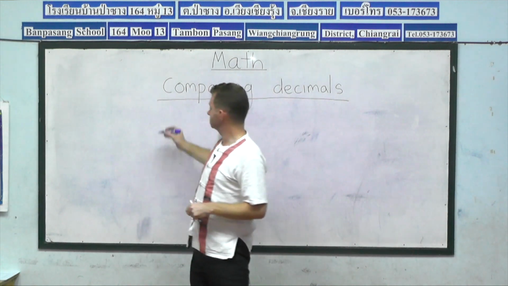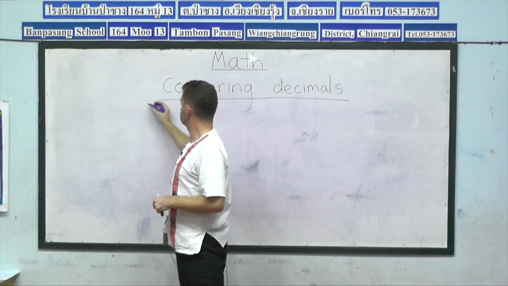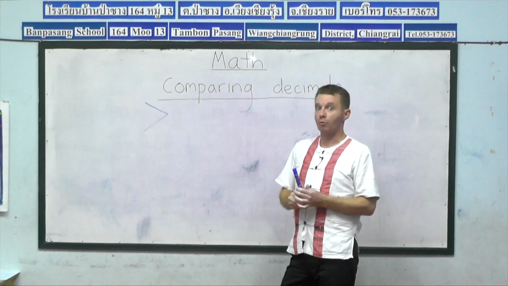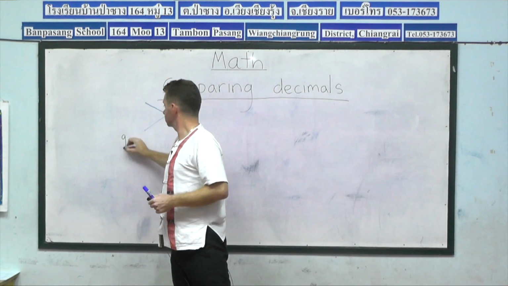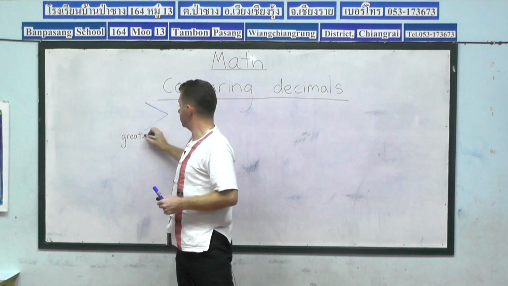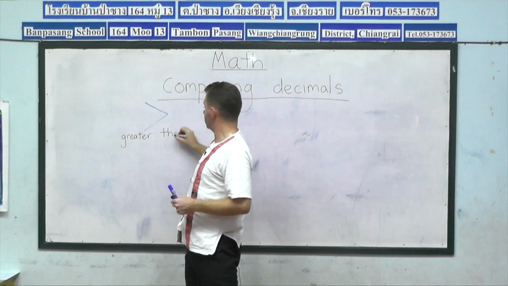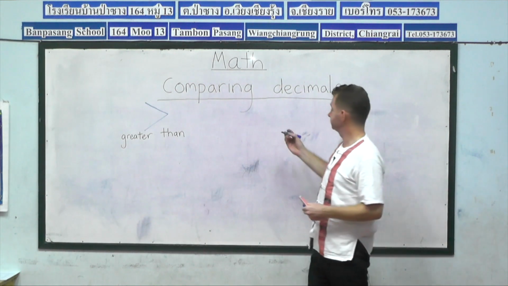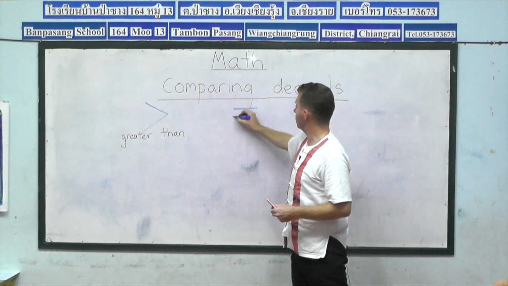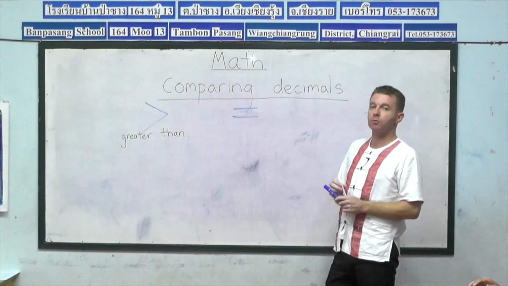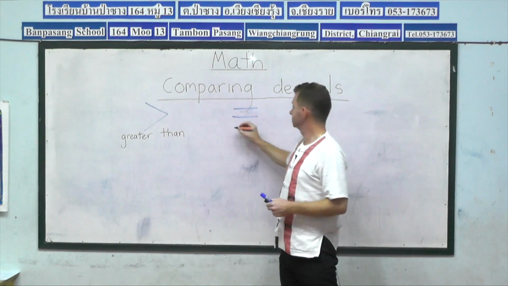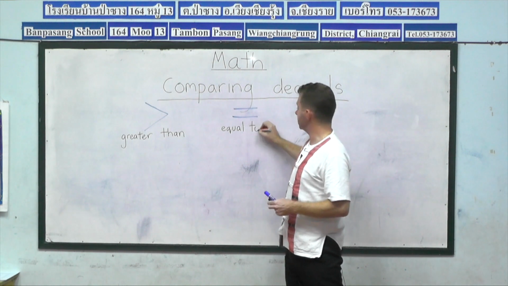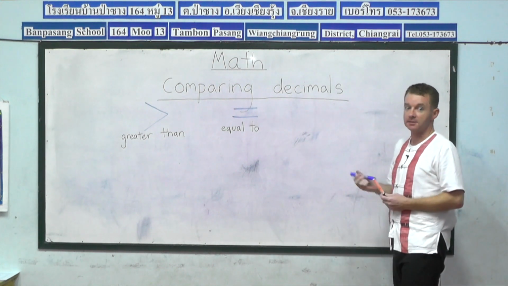The first one, what does this sign represent? Greater than, G-R-E-A-T-E-R, greater than. Okay, now how about if 2 numbers are the same? Equal to, correct. And we represent equal to with an equal sign. E-Q-U-A-L-T-O.